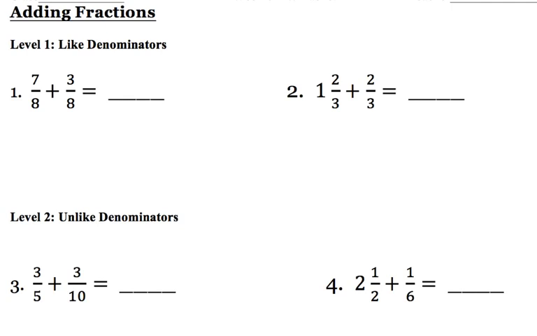Okay, for number 1, in the back of part D, since the denominators are the same, you keep the denominator the same, which is 8, and then you add 7 plus 3, which is 10. So it's 10/8. When you divide, you get an improper fraction.